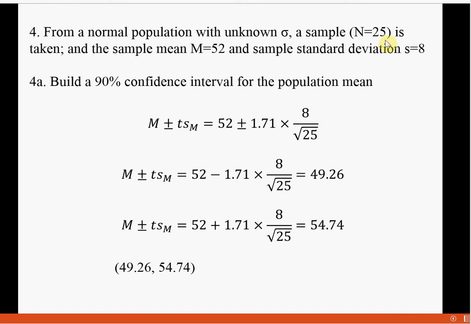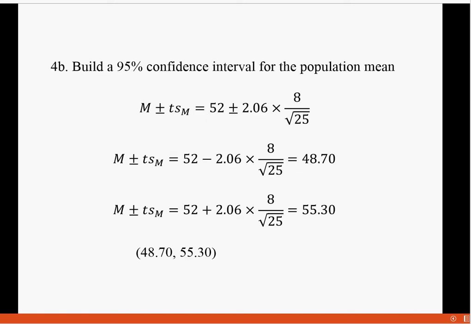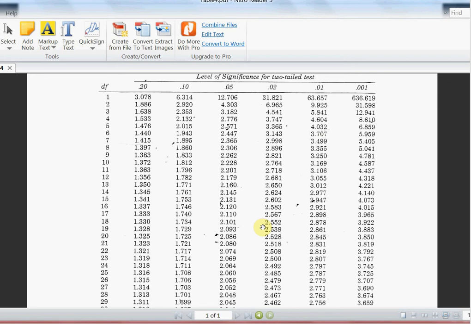Sample size 25 minus 1. So we have a t-score of 1.71 multiplied by the standard error 8 divided by the square root of 25. Then you complete these two separate calculations for lower bound and upper bound, and that is the 90% confidence interval built with t-scores. Now we can proceed to build a 95% confidence interval for the population mean. Same formula, but now we have t-scores that correspond to 95% confidence interval, and the degrees of freedom is still 24. Let's go to the t table here.